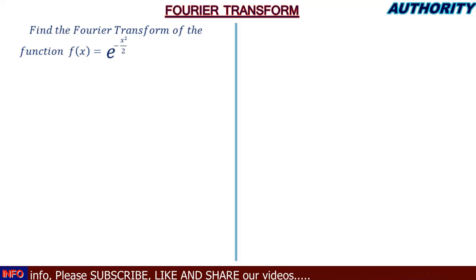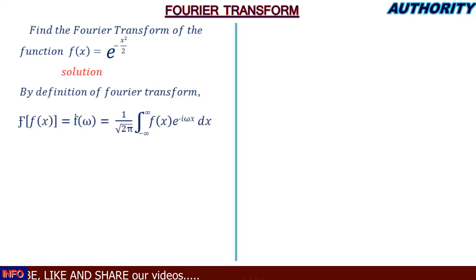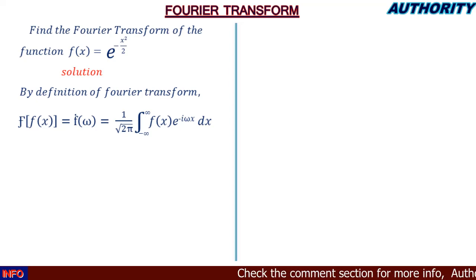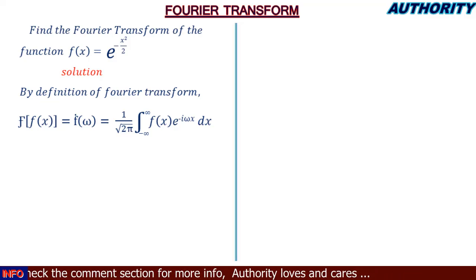All right, let's go. By definition of Fourier transform, we say that the Fourier transform of f of x, which is going to give us F of omega, is equal to 1 all over square root of 2 pi, the integral from negative infinity to positive infinity, f of x, e raised to the power of minus i omega x dx. So this is the formula, or the definition, for Fourier transform.